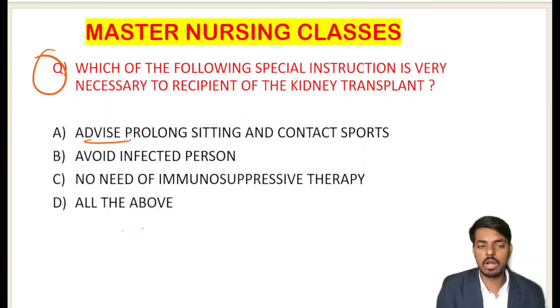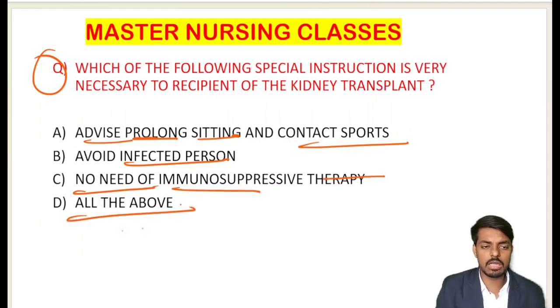Option A is advise prolonged sitting and contact sports. Option B is avoid infected persons. Option C is no need of immunosuppressive therapy. Option D is all of the above. Those who answered all of the above, your answer is wrong. I will discuss the correct answer, so please listen to the rationale.